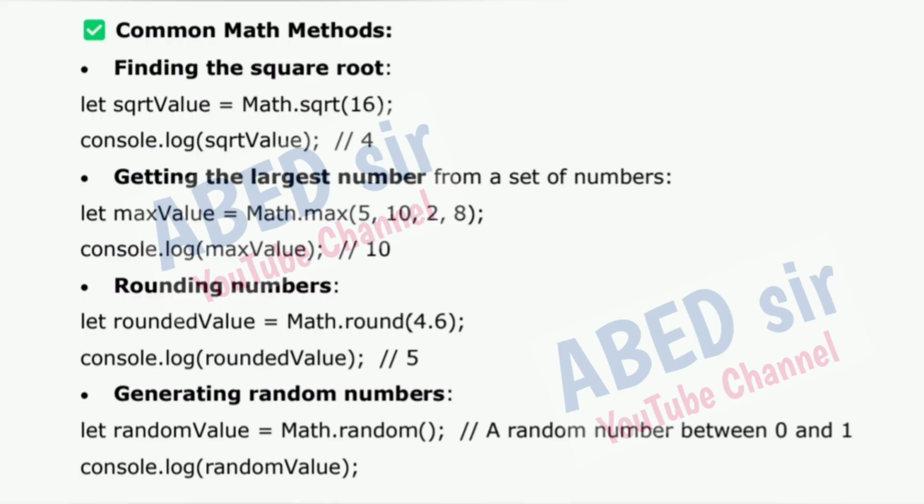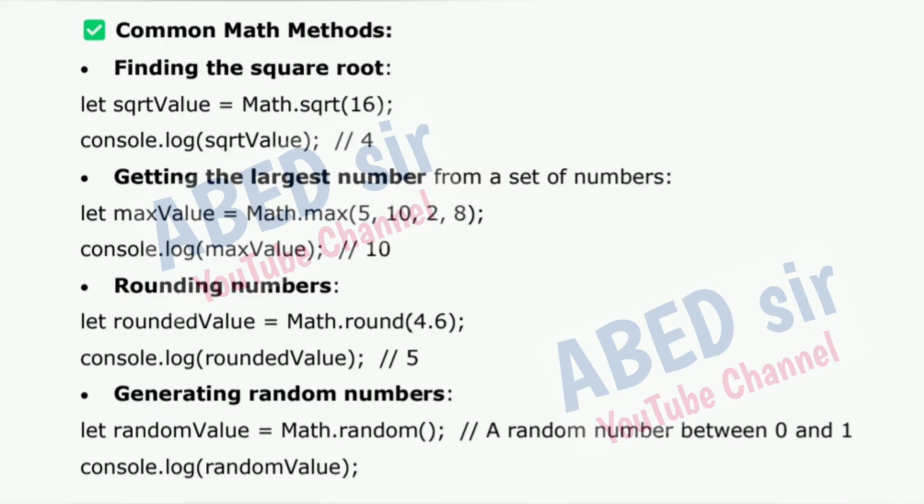Getting the largest number from a set of numbers. let maxValue = Math.max(5, 10, 2, 8); console.log(maxValue) gives 10. Rounding numbers. let roundedValue = Math.round(4.6); console.log(roundedValue) gives 5. Generating random numbers. let randomValue = Math.random(); a random number between 0 and 1.